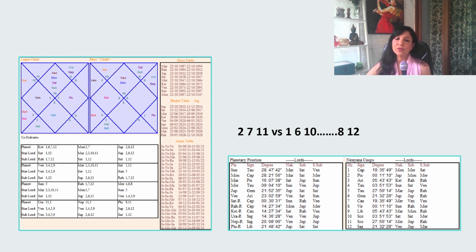Then the second most important step. You should know favorable and unfavorable combinations to read a relationship chart. So we have 2, 7, 11 as favorable. 1, 6, 10 is unfavorable, and if 8, 12 gets involved with unfavorable, then it gives a lot of problems in marriage. It can add frustration and even distance in marriage.